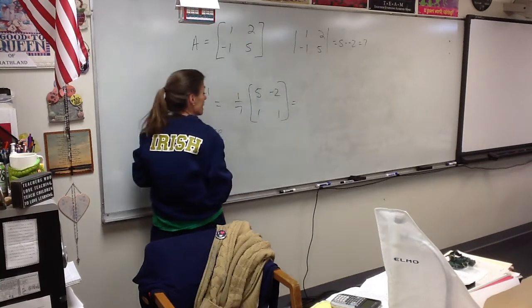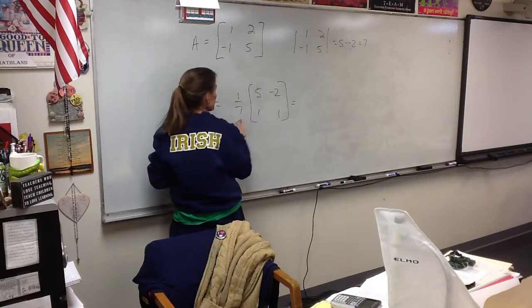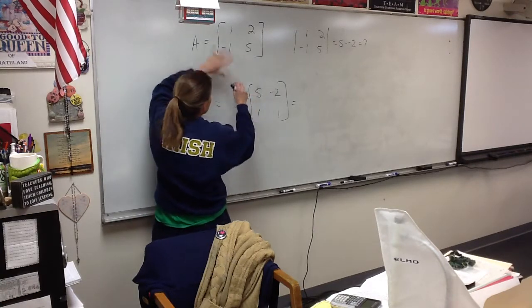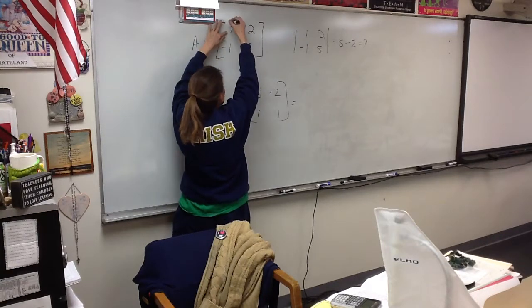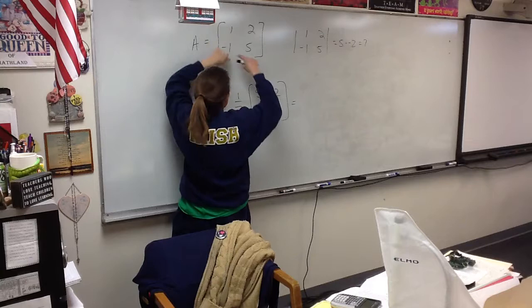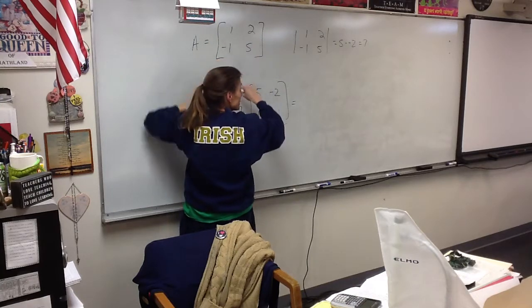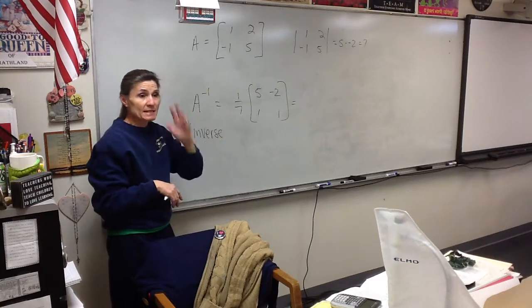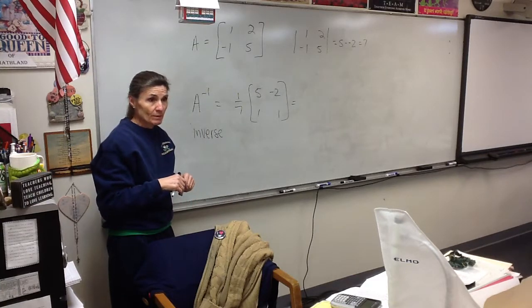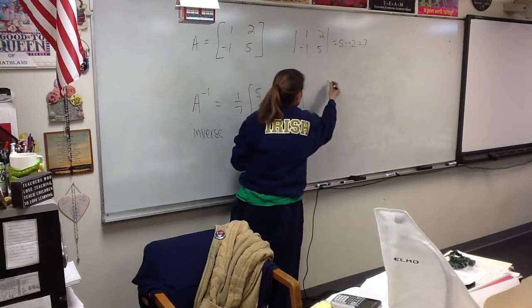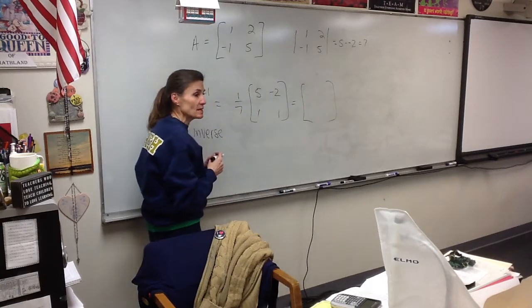So one more time. We do 1 over the determinant, and then we make a new matrix. And to make the new matrix, we take these 2 numbers and switch them, and we take these 2 numbers and make their signs different. So if it's positive, it becomes negative. If it's negative, it becomes positive. Okay? And then we distribute. We do our scalar multiplication.